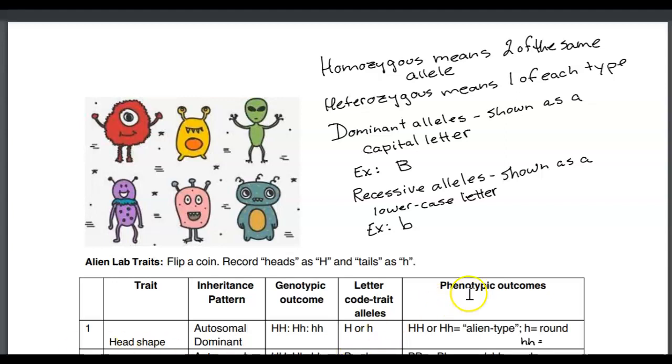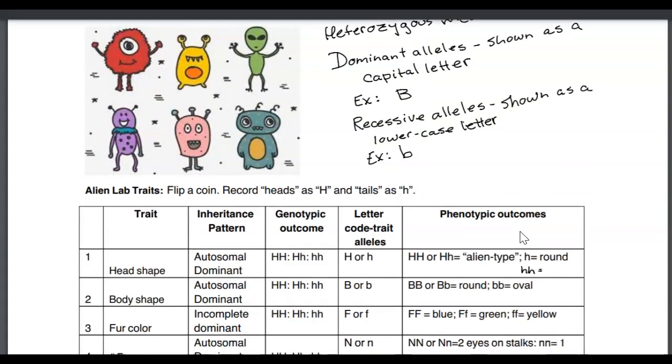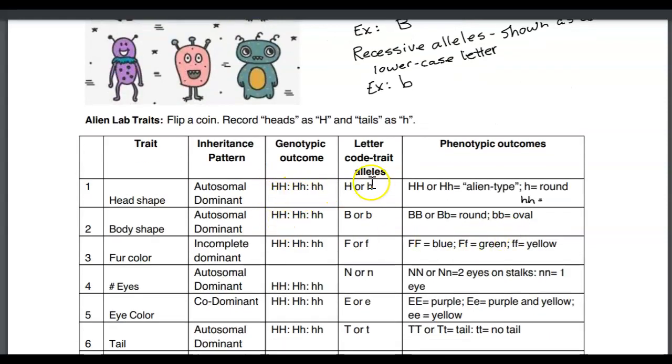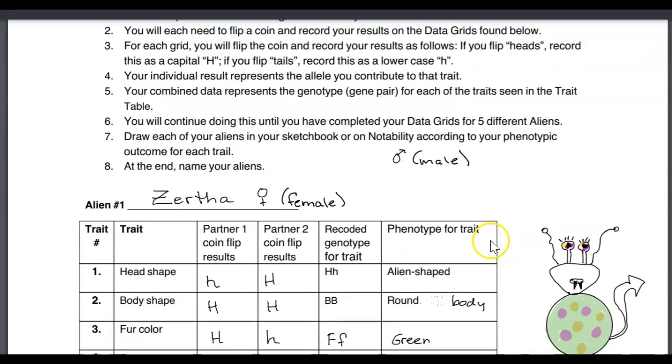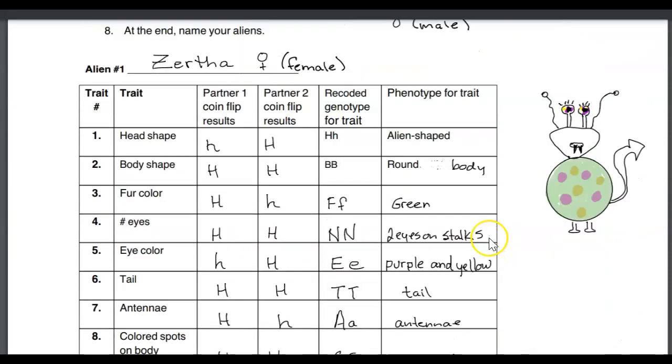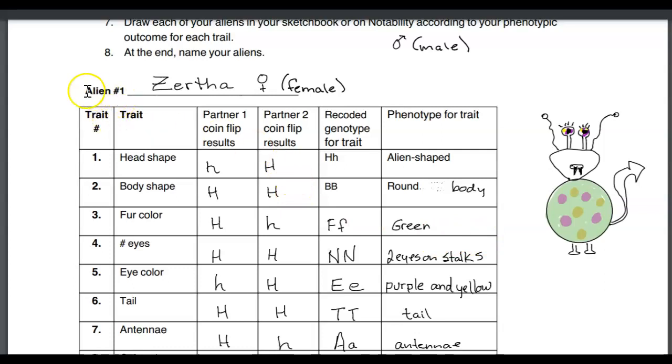Okay, so where we're at with the aliens, we have now all of the results of your coin flips. You converted those genotypes, those H's, to whatever letter code we've established for that trait. You have used this key to the phenotypic outcomes to eventually create a fill in the grid here for your different aliens.